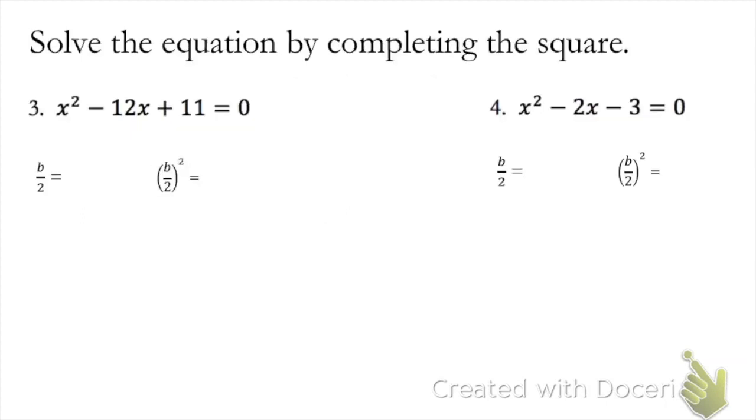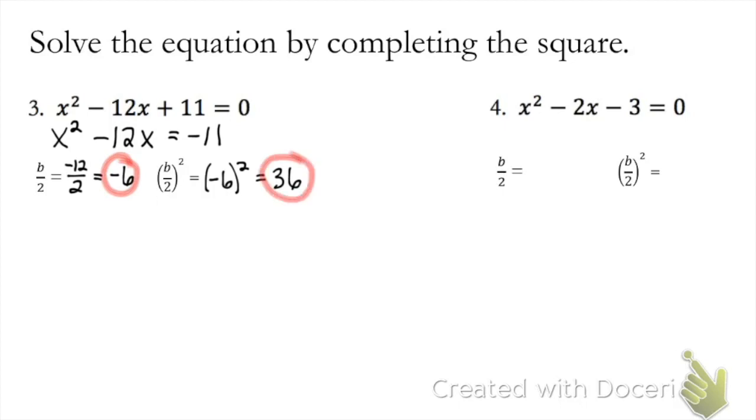Okay, for problem 3, the first thing we need to do is move that 11 over. So we're going to get x squared minus 12x equals negative 11, because I subtracted 11 to the other side. Then when we find b over 2, we're going to get negative 12 over 2, which is negative 6. And then b over 2 squared is going to be negative 6 squared, which is 36. So now we're going to use these two numbers to rewrite our equation.